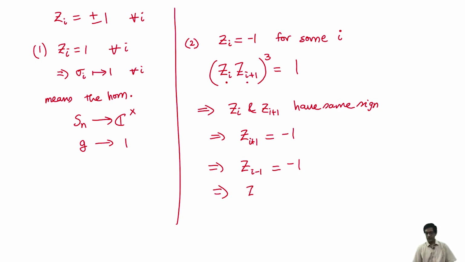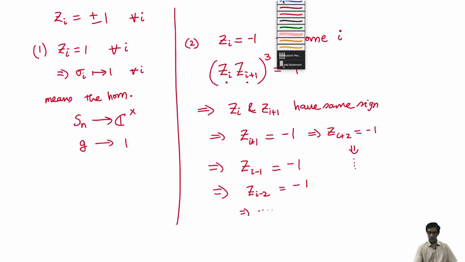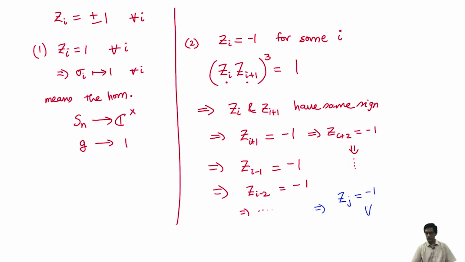Since Zi minus 1 is minus 1, the one before it, which is adjacent to it, must also have the same sign. Since Zi plus 1 is minus 1, the one after it must also have the same sign, and so on. So you keep going forward, and on the other hand you keep going backward. This argument says that as soon as one of the Zi's is minus 1, everybody after it is minus 1, and everybody before it is minus 1. So this finally implies that Zj has to be minus 1 for all j.